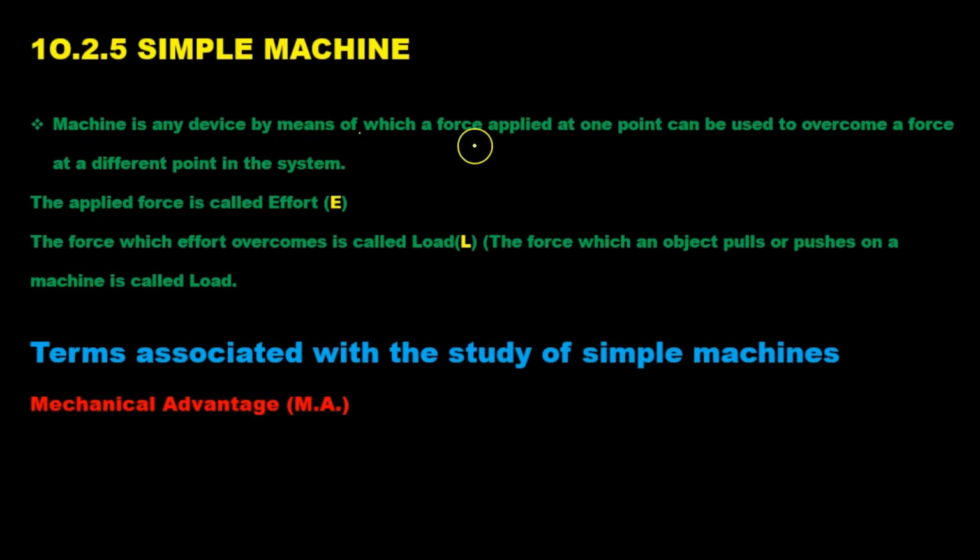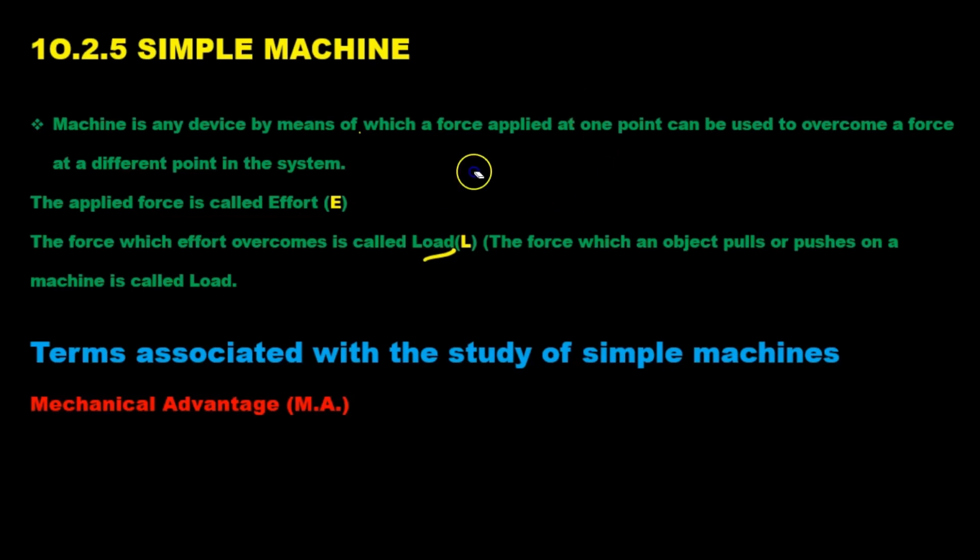So a force is applied at one point. This force applied can be used to overcome another force at a different point in a system. The force applied in this case is called effort, and the force which effort overcomes is called load. Take note, these are forces, and the unit of force is the Newton. So effort and load are both in Newtons. Take note of that.